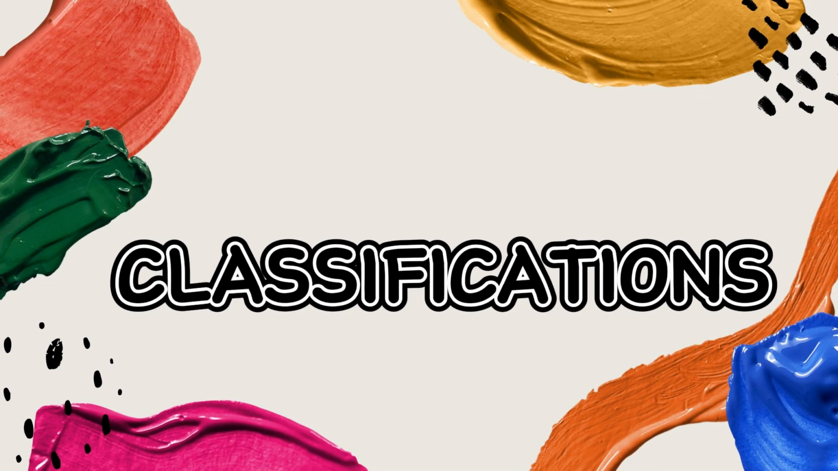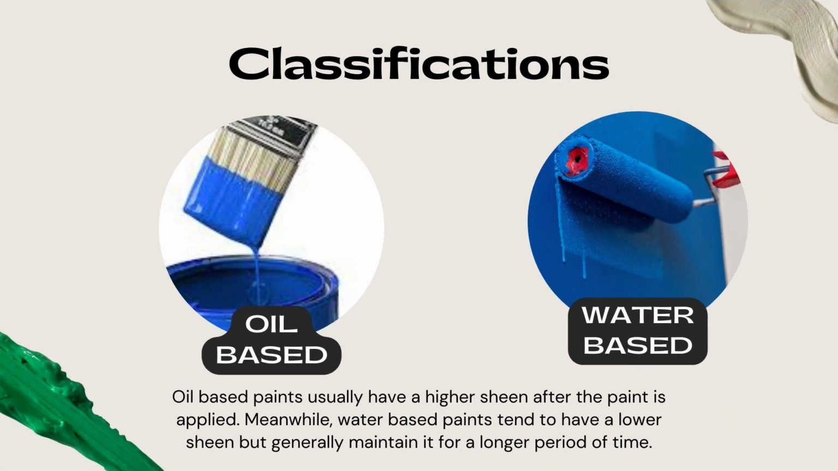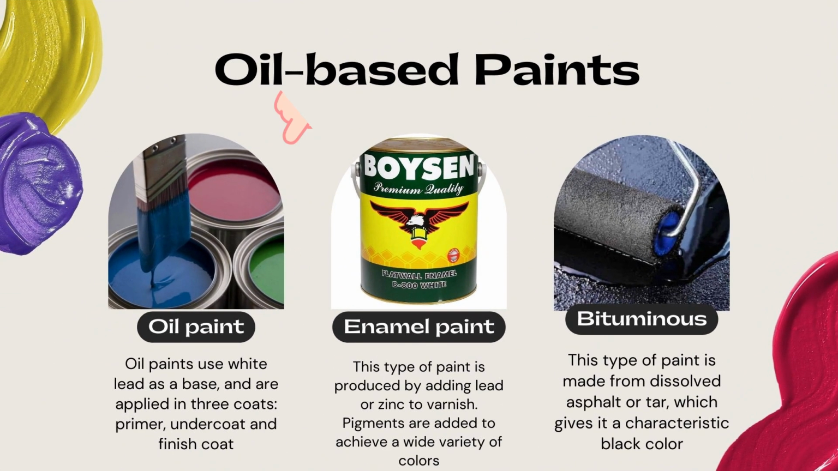There are two classifications of paints, which are oil-based and water-based paints. The following are the oil-based paints. Oil paint. Oil paints are used widely as a base and are applied in three coats: primer, undercoat, and finish coat. Oil paints can achieve matte and glossy finishes while being durable and affordable.